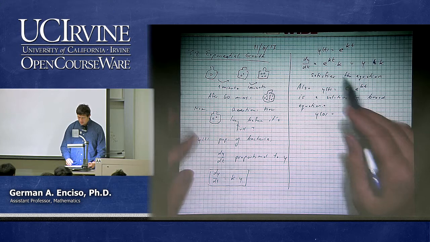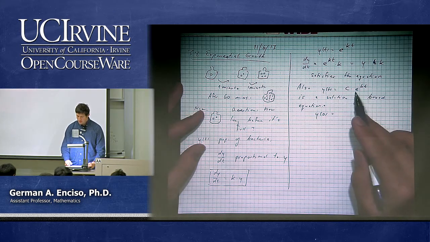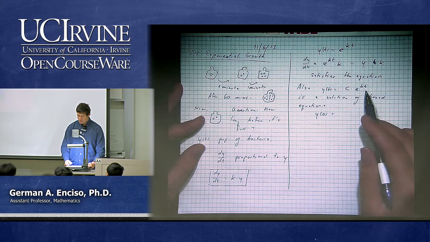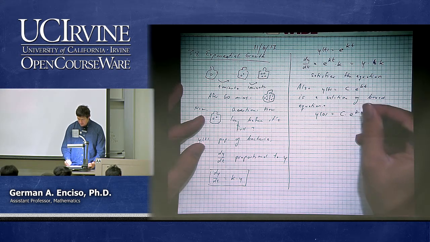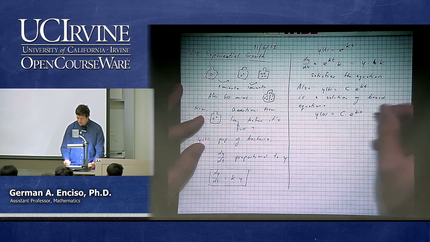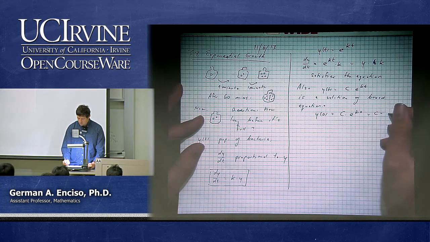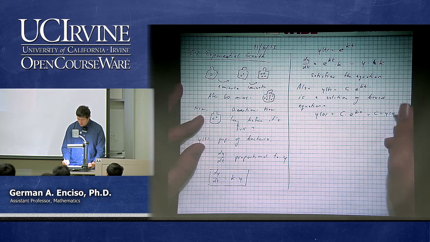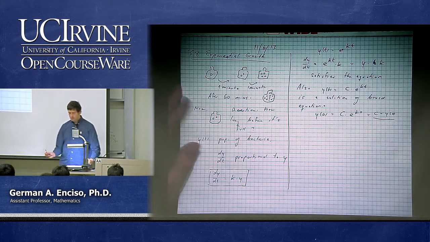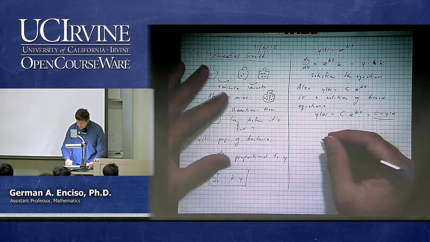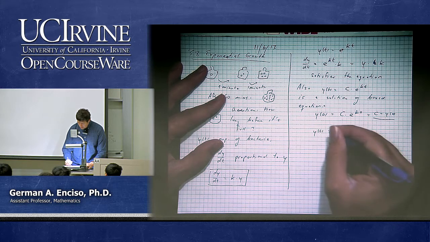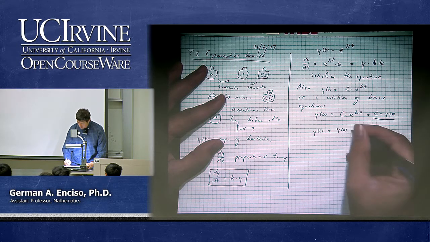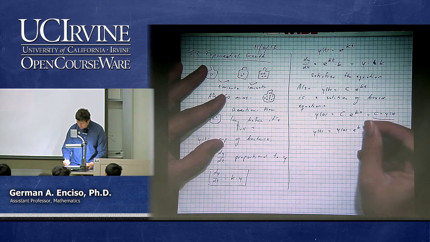Let's think. This is time, right? Constant times e to the kt. So if time is equal to 0, then this is c times e to the k times 0. But e to the k times 0 is 1. And that means that c is equal to y of 0. And that means that we can write this function down as y of t equal to y of 0 times e to the kt.